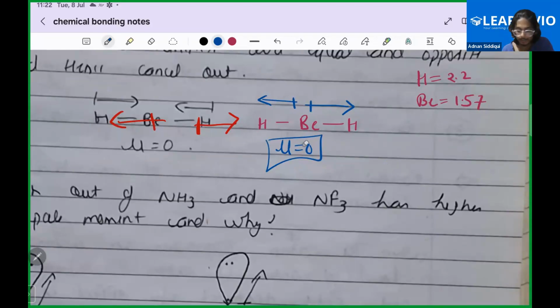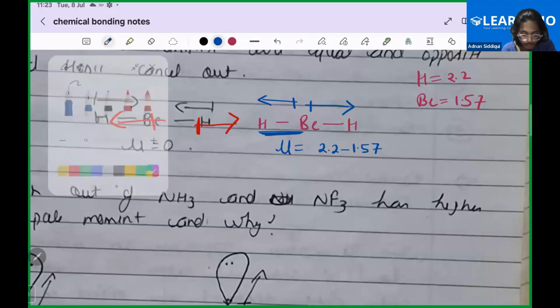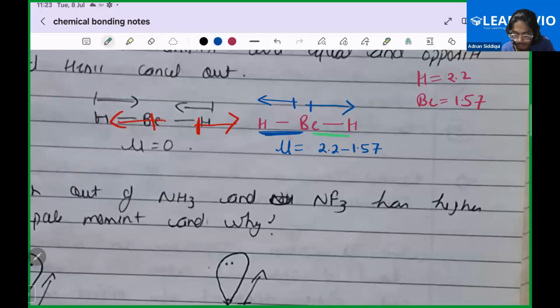See, let me show you. Let us talk about this one only. The value is going to be 2.2 minus 1.57, right? And if I'm talking about the other one, mu is not equal to that, it's actually Q. I am talking in terms of electronegativity. It has basically the same meaning. You can do that as well, but for that you need the distance value as well.